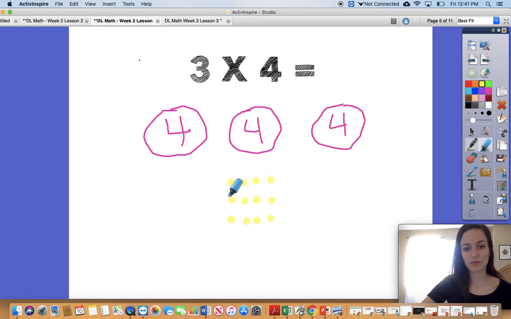You see how I have 3 rows? 1, 2, 3, and there's 4 in each row, right? So if we counted all these dots, 1, 2, 3, 4, 5, 6, 7, 8, 9, 10, 11, 12. I got 12 for this one too. That's kind of crazy. 12, okay? Or I could also think as 4 plus 4 is 8, plus another 4, 8, 9, 10, 11, 12. Okay, so 3 groups of 4 equals 12.